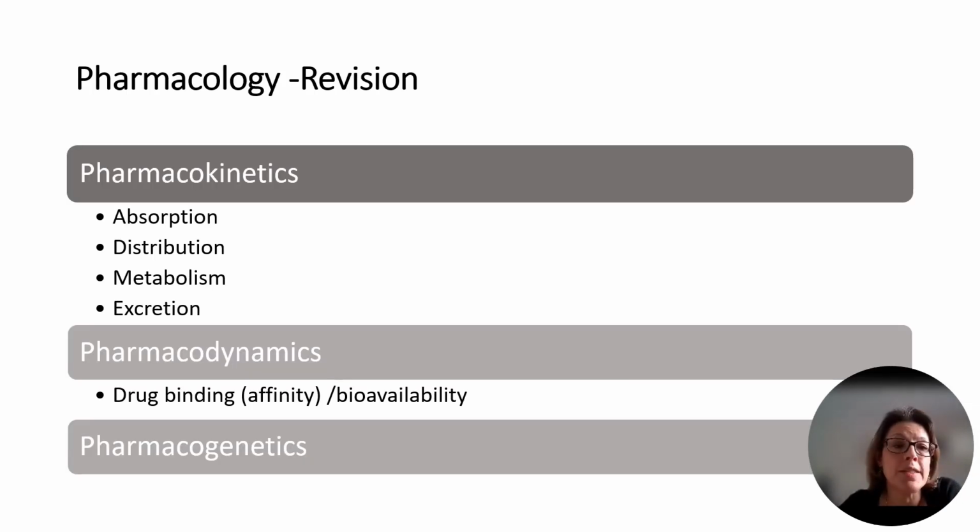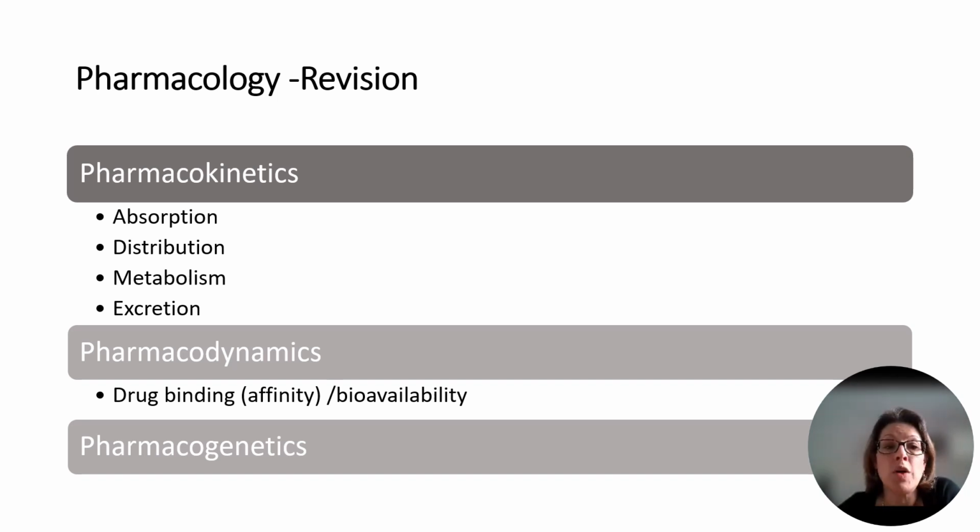So briefly starting with some revision on pharmacology, broadly the way pharmacology works within the body is through probably three main topics: pharmacokinetics, pharmacodynamics and pharmacogenetics.